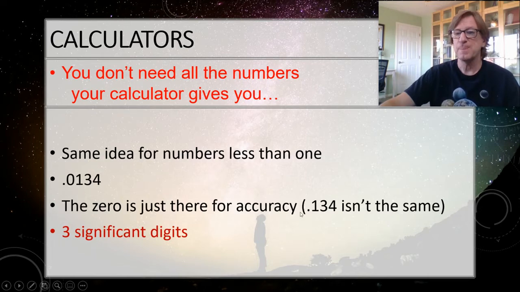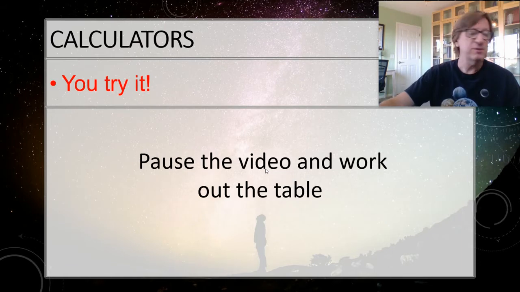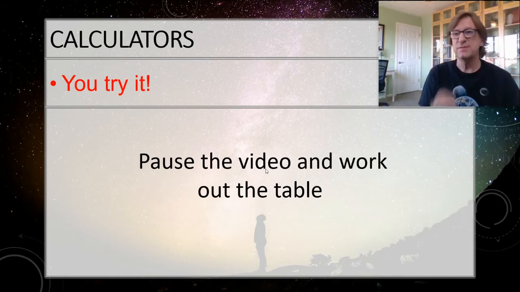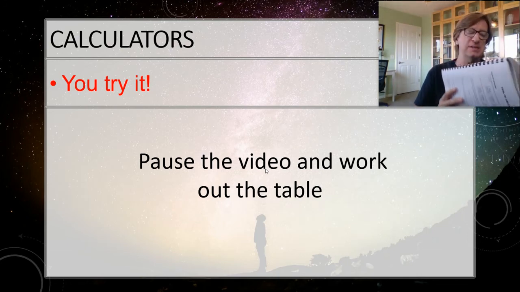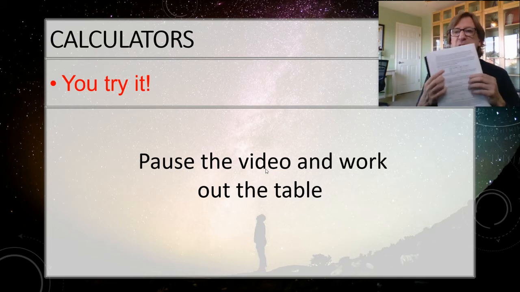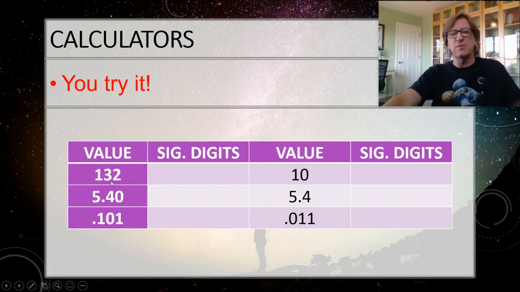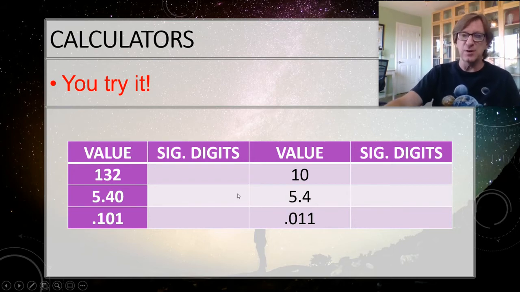All right. So now take a look at your class notes. There's a table there. I want you to pause the video and give your best guess to how many significant digits each one of these values has. So your table looks like this. I want you to tell me for each one of these values how many significant digits they are. Pause the video, work it out, and then come back.